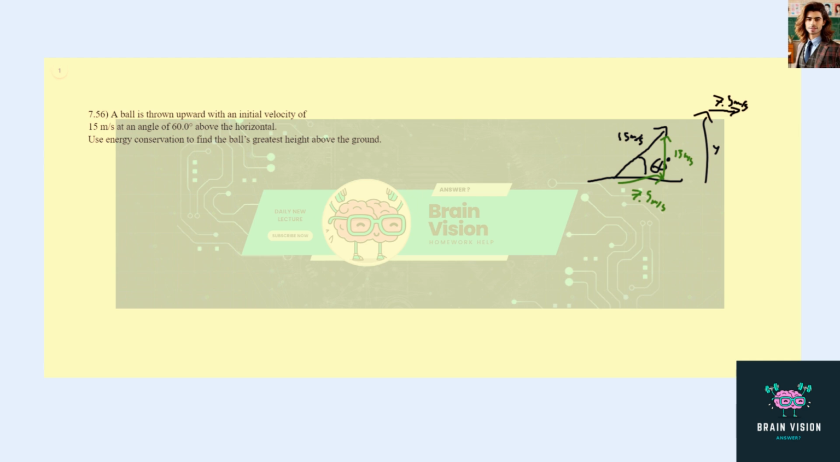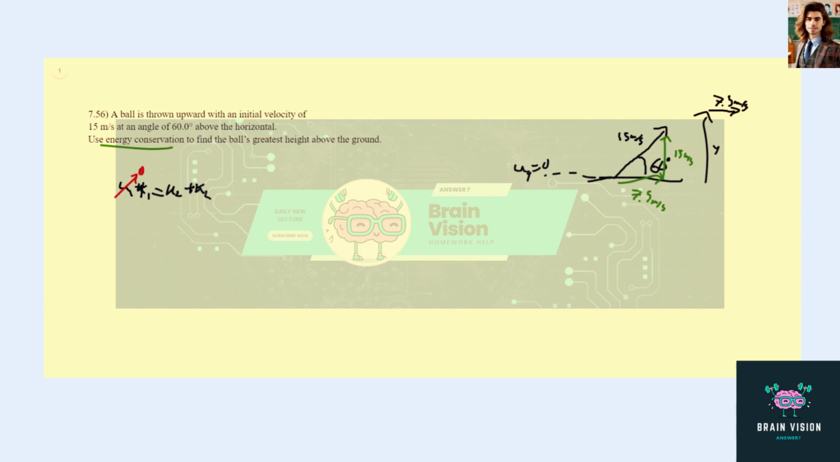So what we do is we set up our conservation of energy formula. So we have U1 plus K1 is equal to U2 plus K2. We're going to immediately set the potential at the bottom equal to 0 for gravity. So that means that our U1 goes away, and we have just K1 equals U2 plus K2.